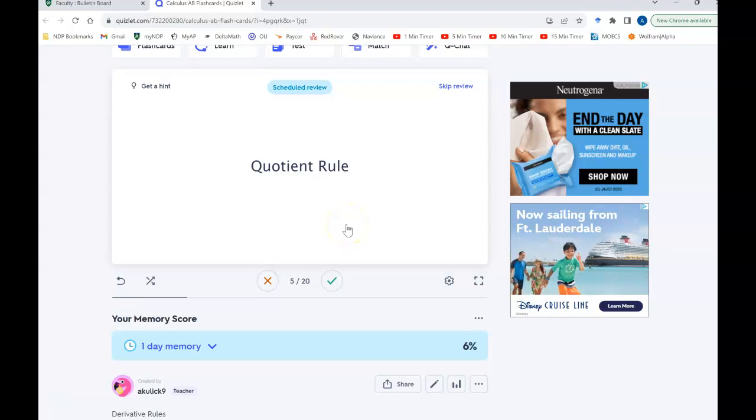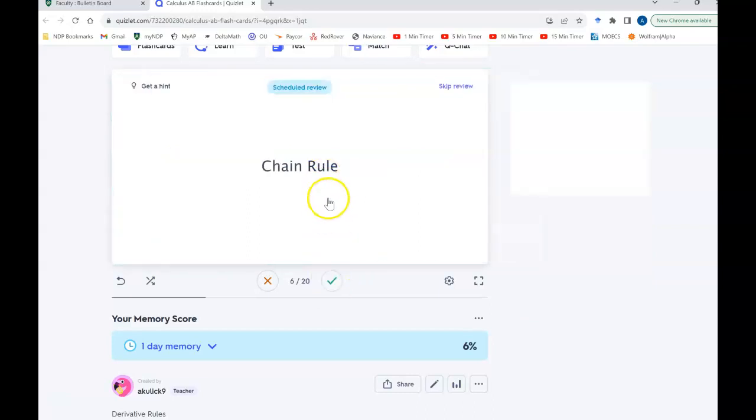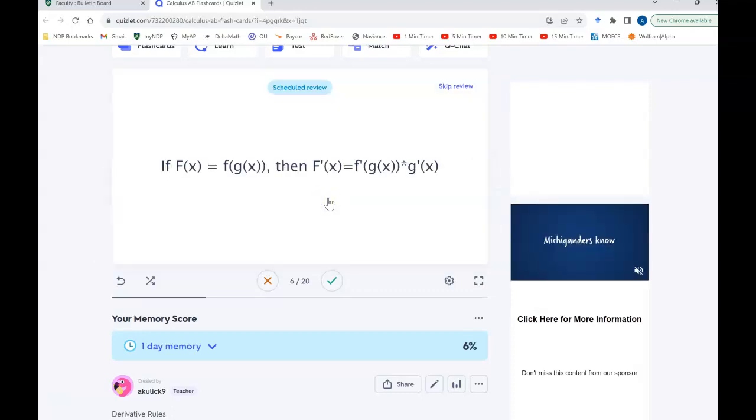The quotient rule: bottom times derivative of the top, minus top times derivative of the bottom, over the bottom squared. Instead of minus, we got it in a more efficient way, except you don't minus, you do plus. f times g of x times g prime of x.